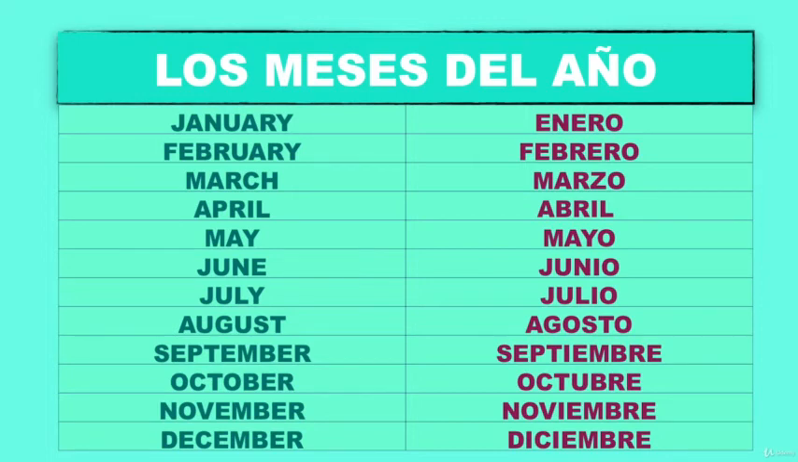January is enero. February is febrero. March is marzo. April, abril. May, mayo. June, junio. July, julio.